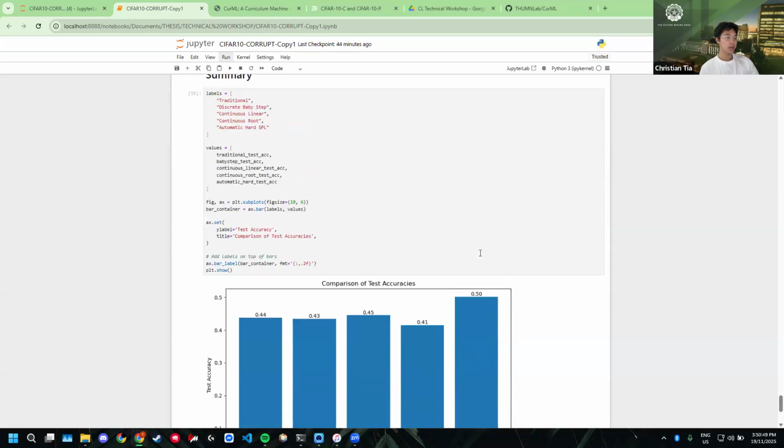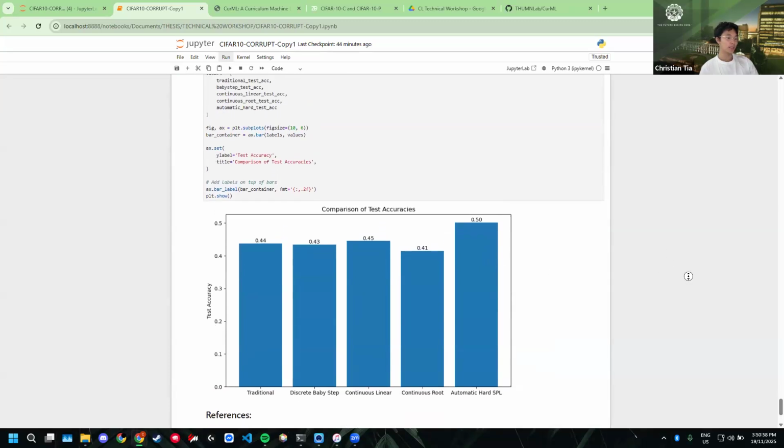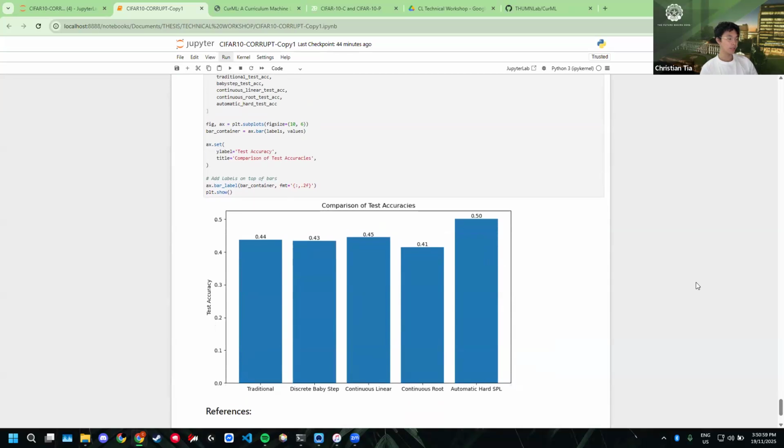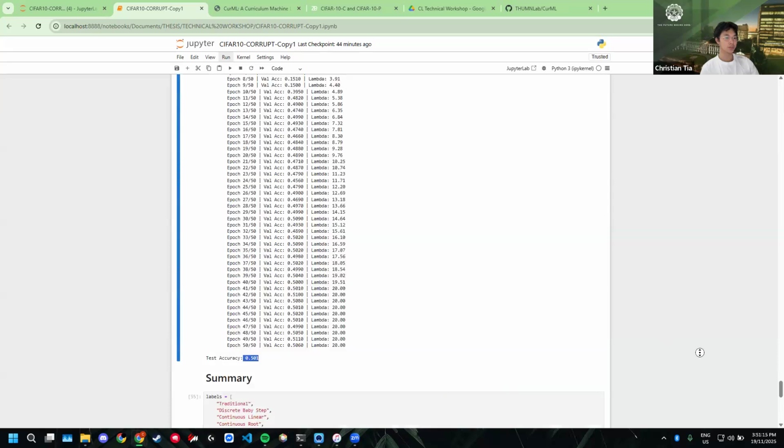And this goes to show how difficult it can be to find the correct parameters. But if you do find the best fit for your model, either automatic CL or predefined, then you could see gains in performance using curriculum learning. So that concludes my presentation for this notebook.